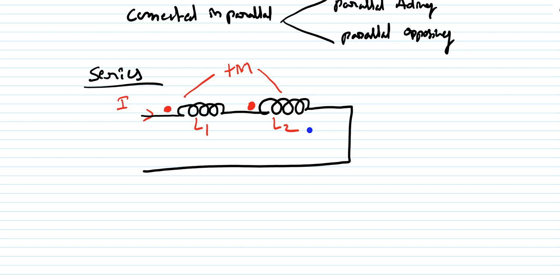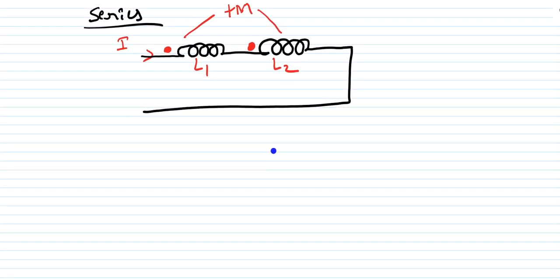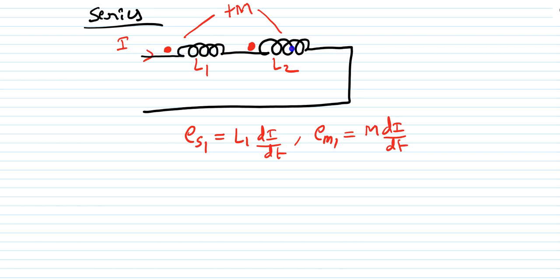Now tell me, what is the induced EMF in coil 1? The self-induced EMF in coil 1 is nothing but L1 di by dt. And what is the mutual induced EMF in coil 1? I can write it here as M di by dt, because the current I is flowing in both the coils, so I can write di by dt.